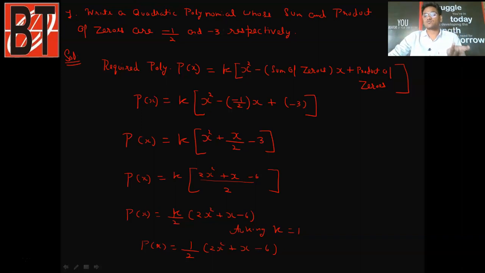Okay, so the answer is 2x square plus x minus 6 only. But it won't make any difference to the zeros of this polynomial. We can get different expressions, but the zeros will be the same. Now students, that was the first question, and now we will be taking the next one.